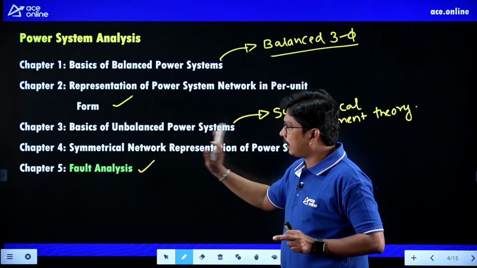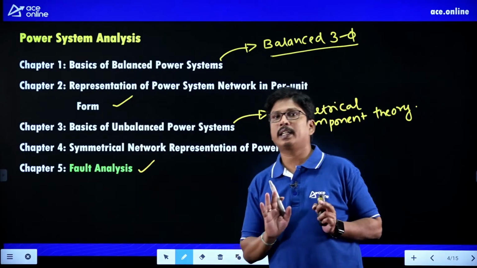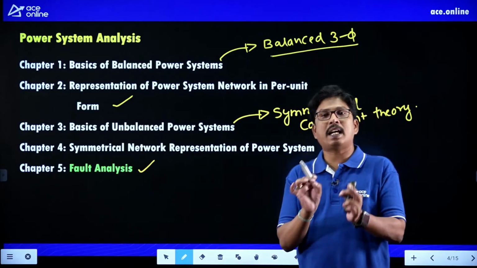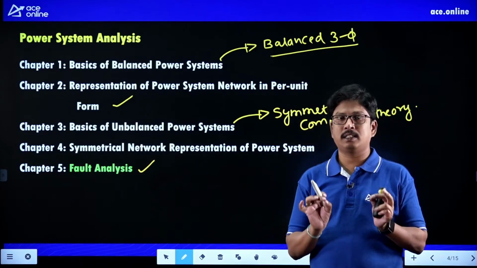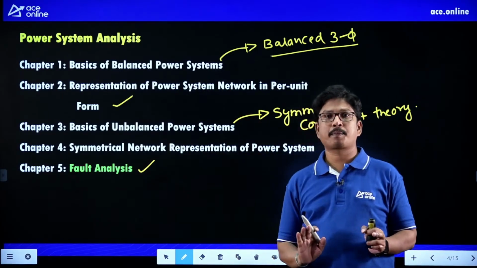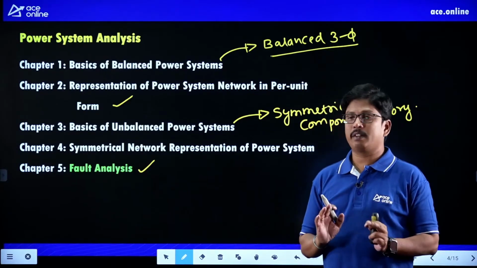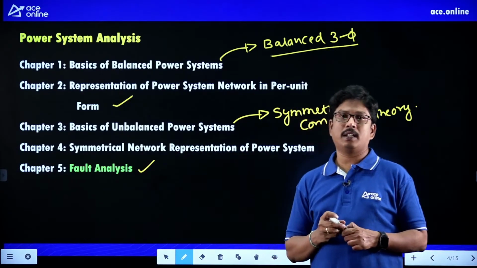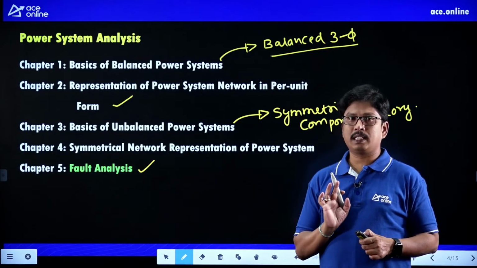So without knowing all these concepts, it's not possible to enter into fault analysis. In the syllabus, they have given it simply as fault analysis. But if you want to enter into fault analysis, these are the basics or prerequisites we need to study, students. Clear everybody?